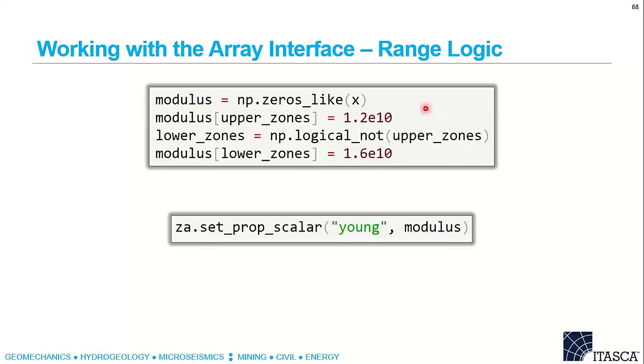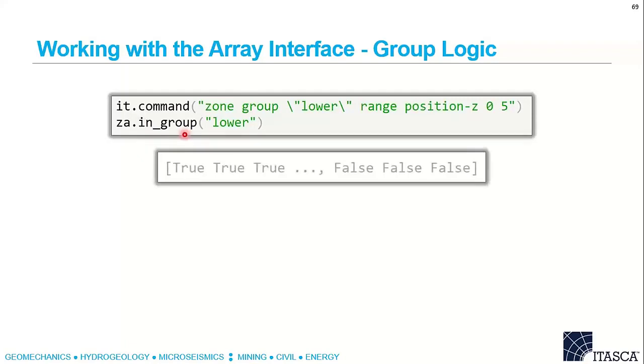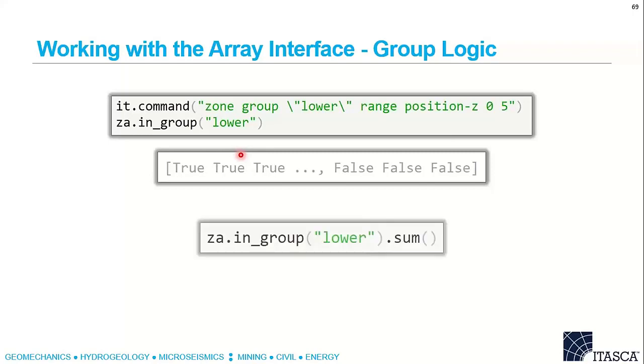Now, you can also do a similar thing with group logic instead of range logic. Groups can be accessed, read, and modified from within the Python connectivities within the zone array submodule. So for example, the ingroup command can be used to return an array evaluating to whether each specific object is within that group or not. So using the sum function again, we can then return a variable of how many zones are within a specific group.